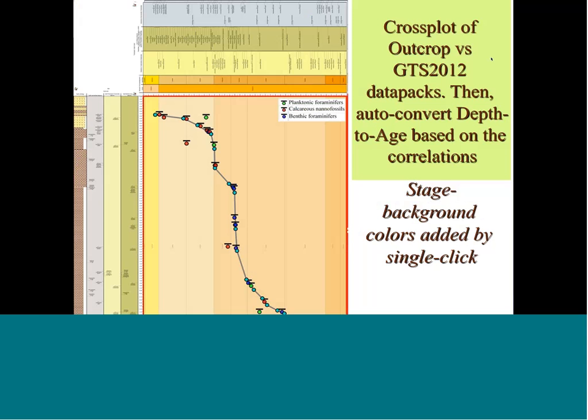Another visualization feature is the cross-plot tool. It lets you auto-plot depth data, which is shown on the left side vertically, to the age data in the Geologic 2012 data pack, which is displayed horizontally across the top, and correlates them, representing a depth to age plot and a curve representing the rate of deposition. Here we see a correlation between planktonic foraminifers in green, calcareous nanofossils in red, and benthic forams in blue.